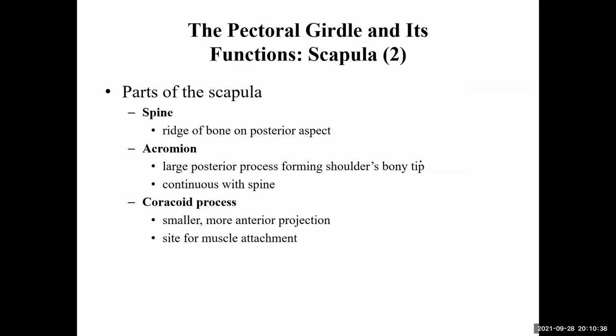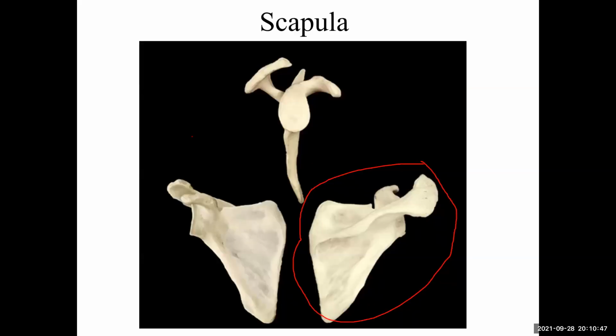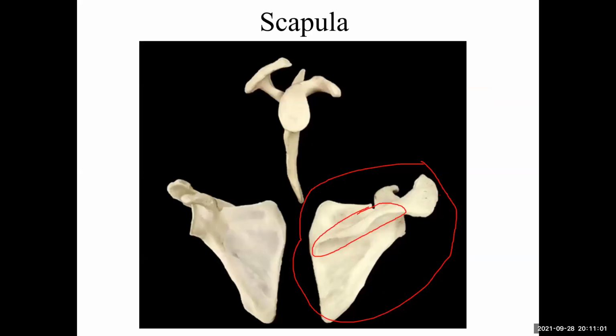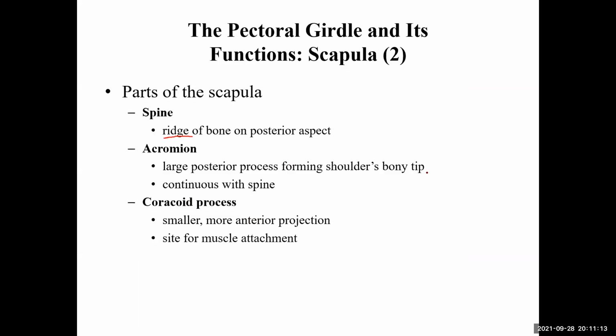Okay, so when we're talking about the different structures on the scapula, you can't help but notice this big ridge on the back portion of the scapula. That's called the spine. Right there. That is the spine of the scapula. At the very end of the spine is the acromion. That's this fella. The spine of the scapula and the acromion are continuous with one another. And so the acromion is going to be that part of the scapula that articulates with the clavicle.